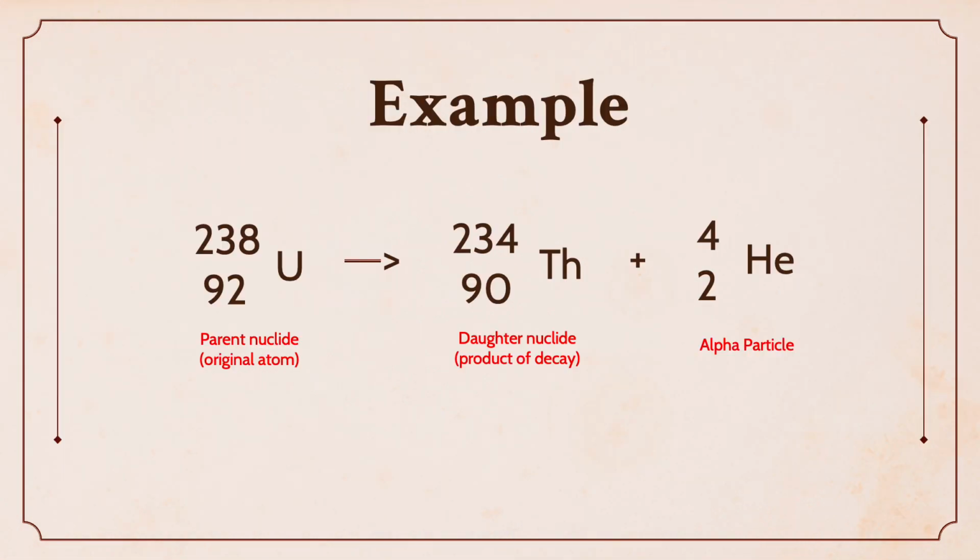We first start off with our parent nuclide, or original atom, which here is uranium-238. With alpha decay, we can see a resulting alpha particle, helium-4, and a resulting daughter nuclide. The daughter nuclide here is thorium-234. We can see that the element identity has changed because we have removed 2 protons. And looking at this equation, we can see that it has to be balanced, and the sum of atomic numbers and the sum of the mass numbers are equal.